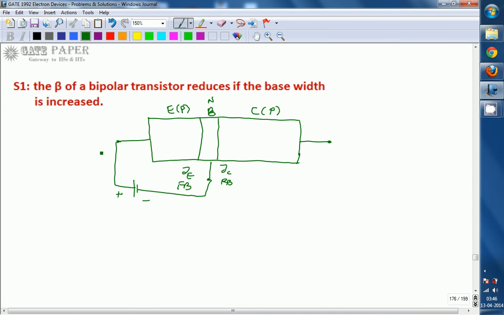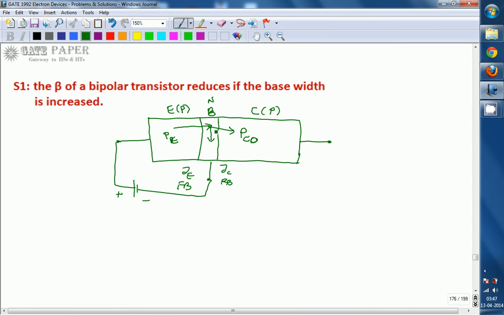The positive terminal is connected towards the P side, so the holes are repelled by this positive terminal and enter from the emitter into the base. Holes in the emitter are entering, some holes may recombine in the base, and the remaining holes come into the collector side. So these are holes in the collector due to the emitter. This is going to be PC naught, whatever the symbol we are going with.